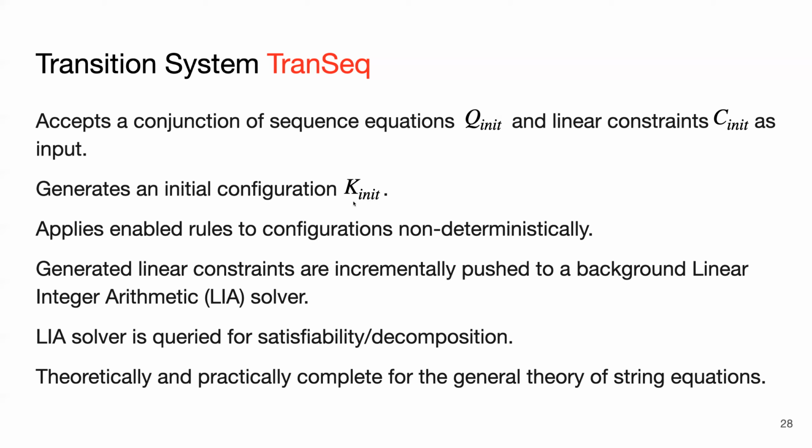After creating an initial configuration, TranSeq applies enabled rules to configurations non-deterministically. By enabled, we mean that a configuration has to satisfy some properties in order to be applied to a certain rule.